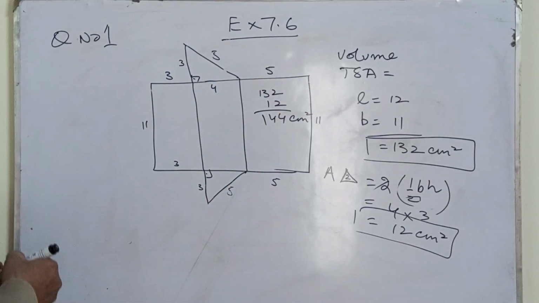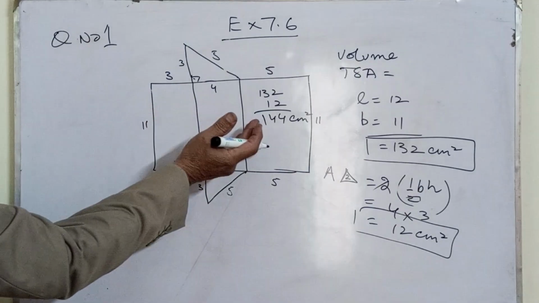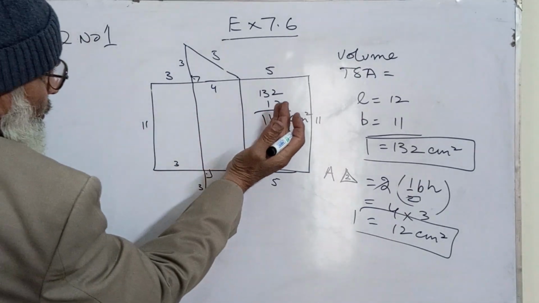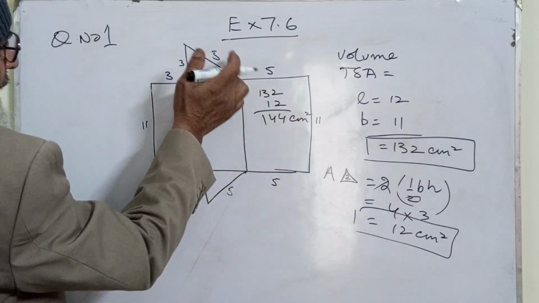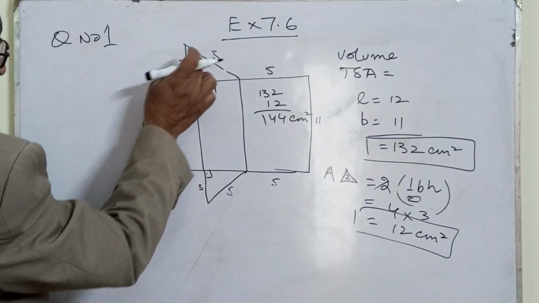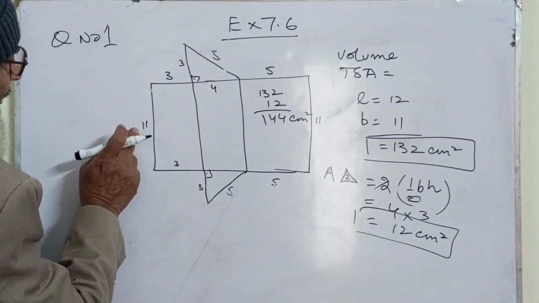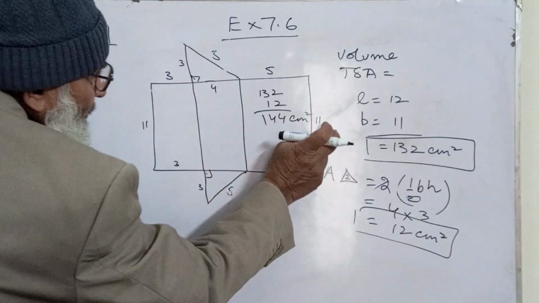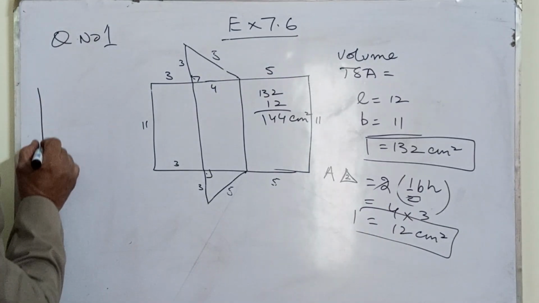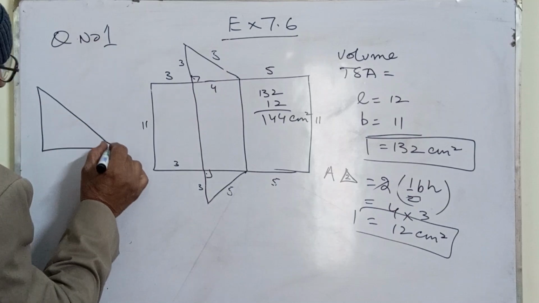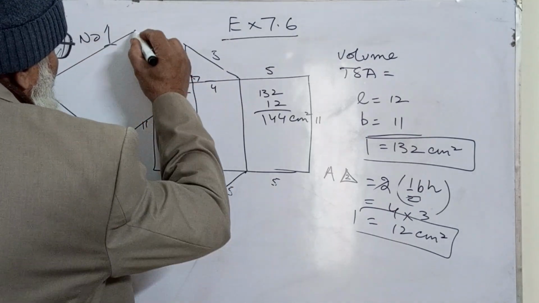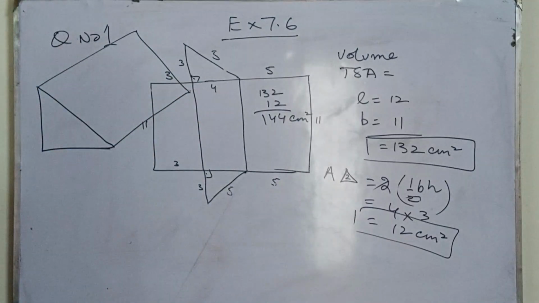Now if you just see, if I fold these to make a prism, I'll fold this and join this 5 with this 5, this 3 with this 3, and eventually 11 will be meeting this 11. So it will become a figure like this. Now the figure will be like this.